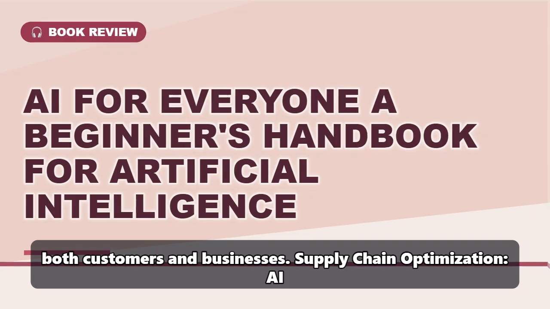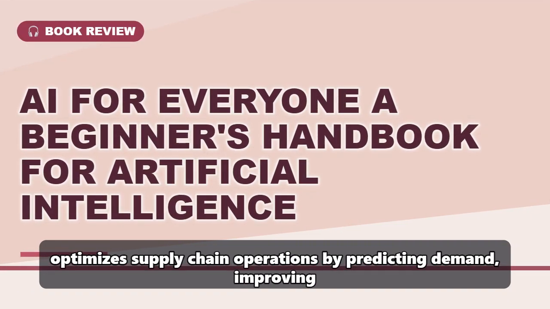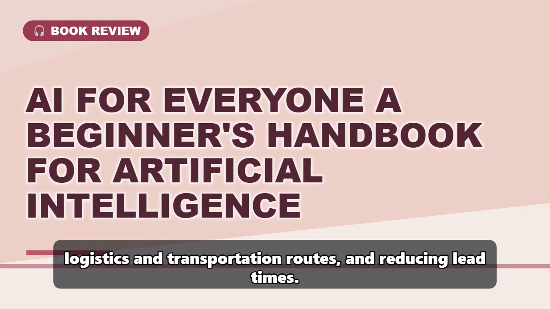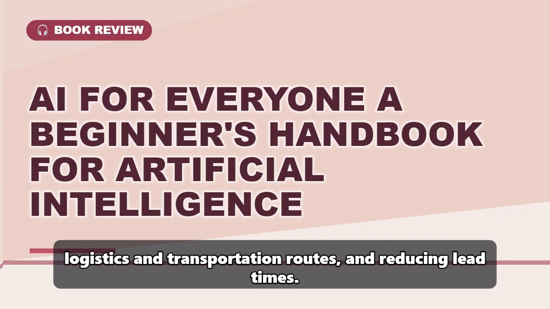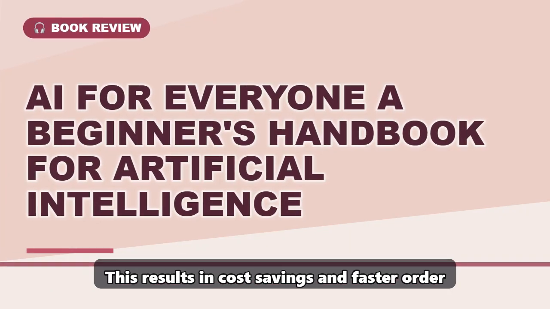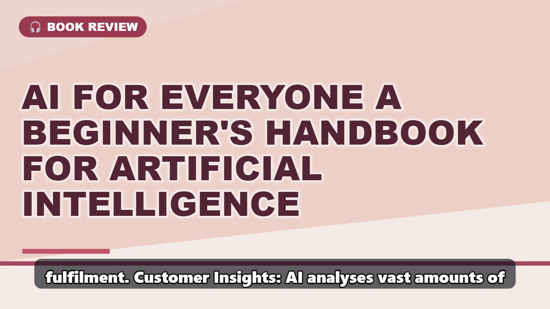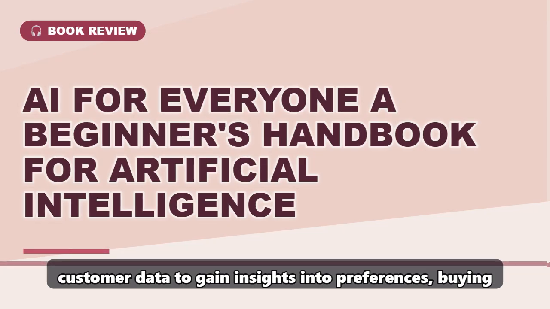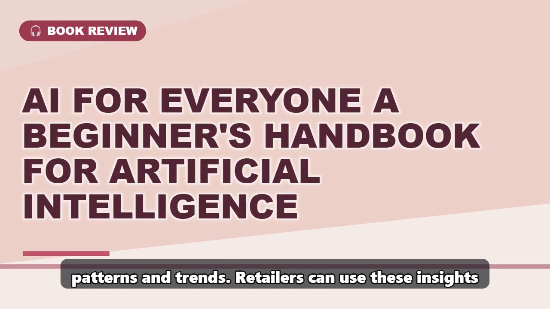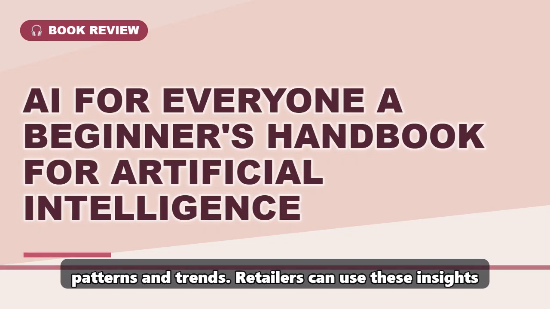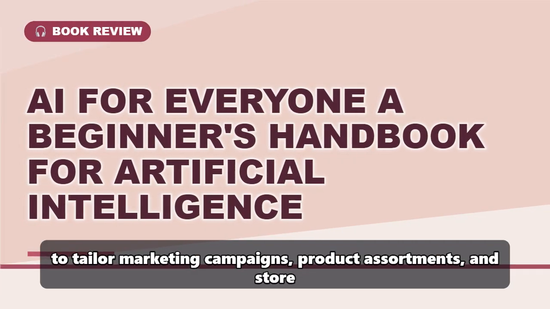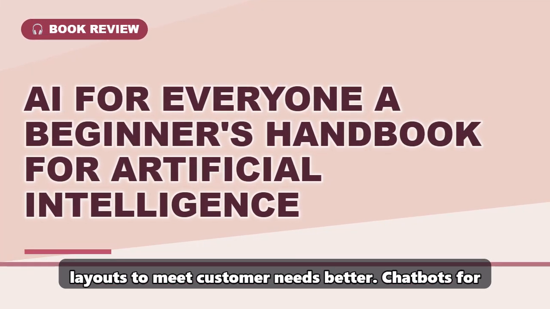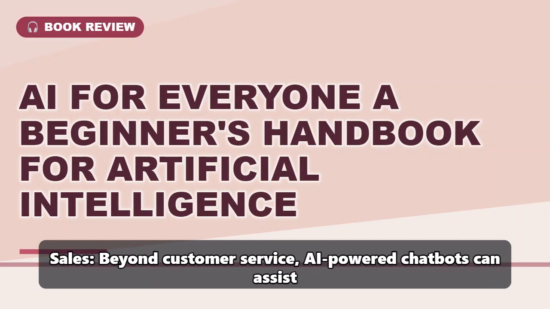Supply chain optimization. AI optimizes supply chain operations by predicting demand, improving logistics and transportation routes, and reducing lead times. This results in cost savings and faster order fulfillment. Customer insights. AI analyzes vast amounts of customer data to gain insights into preferences, buying patterns, and trends. Retailers can use these insights to tailor marketing campaigns, product assortments, and store layouts to meet customer needs better.